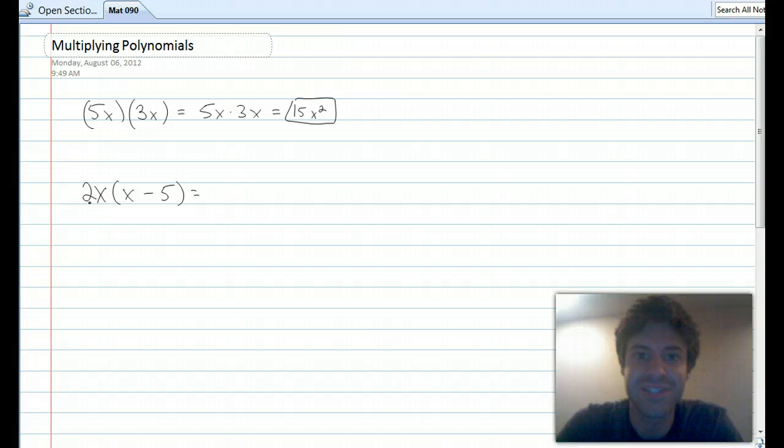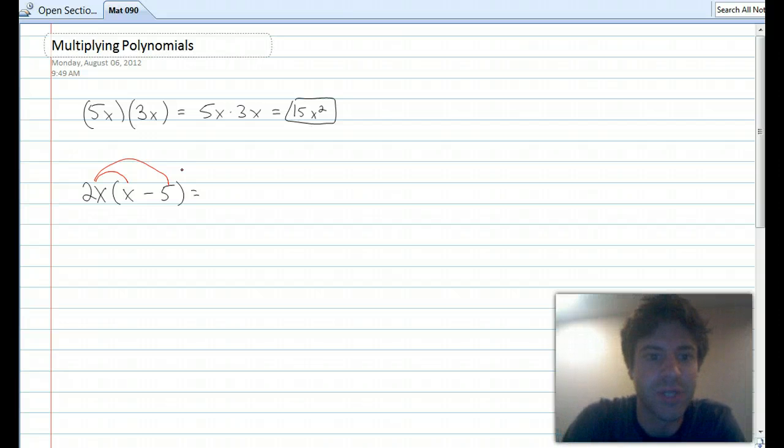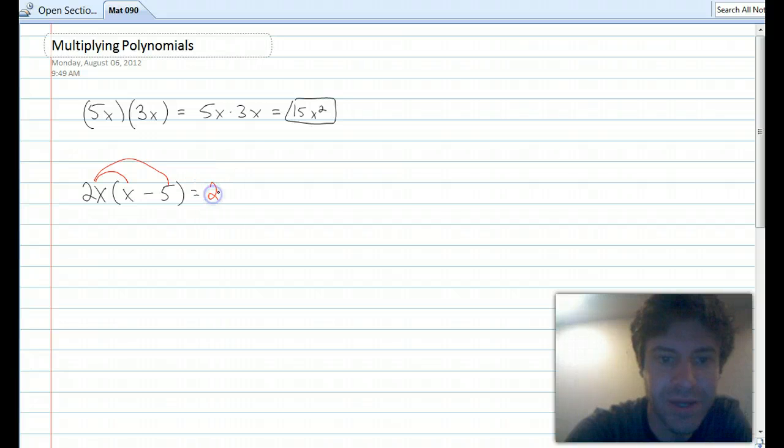For our next example, let's multiply a monomial, that's 2x, by a binomial, x minus 5 in this case. And what we do to multiply a monomial times a binomial is we distribute the monomial through the parentheses. At least that's what we say. And what that means is we're going to multiply the 2x by the x, and we're also going to multiply the 2x by the negative 5. I'll write that out. We're going to take 2x times x, and we're going to subtract 2x times 5.